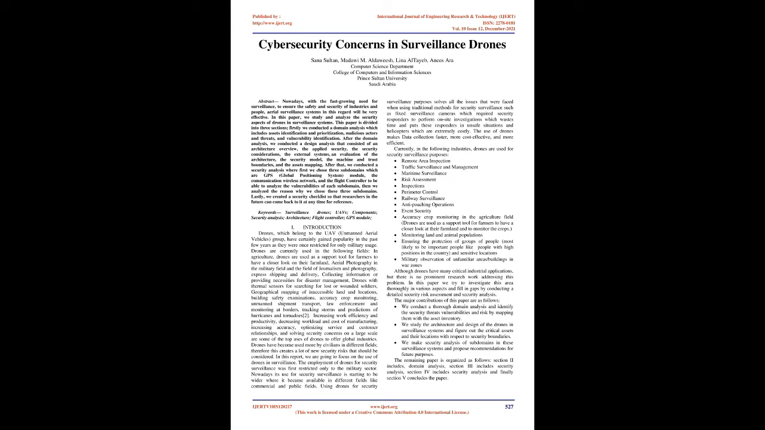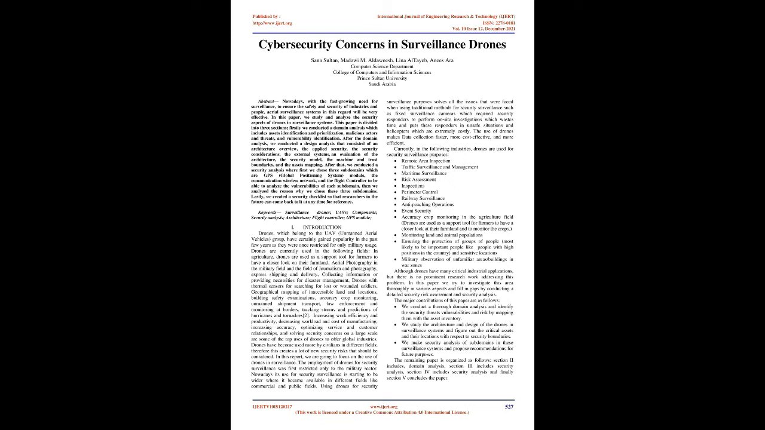Introduction. Drones, which belong to the UAV (unmanned aerial vehicles) group, have certainly gained popularity in the past few years, as they were once restricted for only military usage. Drones are currently used in the following fields. In agriculture, drones are used as a support tool for farmers to have a closer look at their farmland.